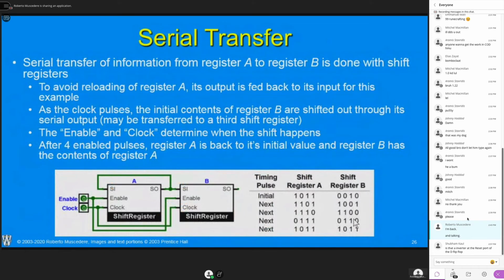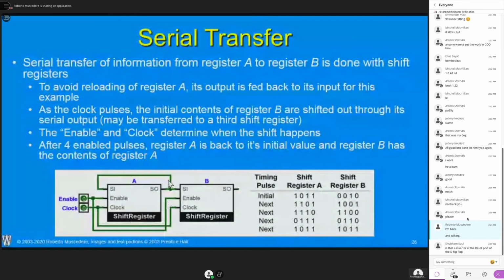So here's just another idea of how serial communication works over time. In this particular case, I'm transferring information from shift register A to shift register B. Now again, I'm taking whatever output from A and I'm just feeding it back, so it eventually goes back and just replaces itself.